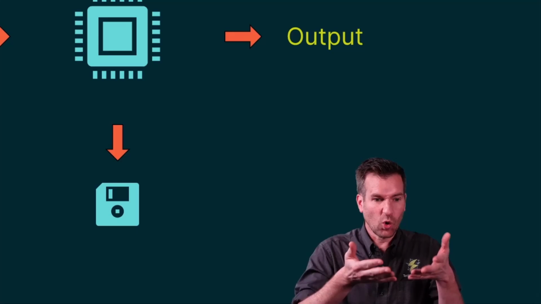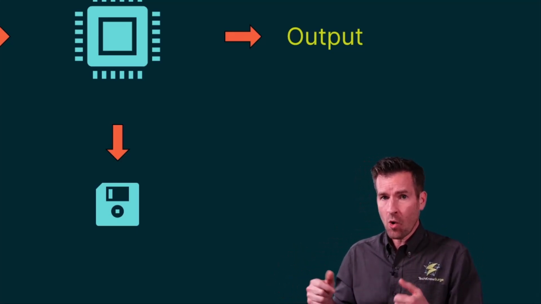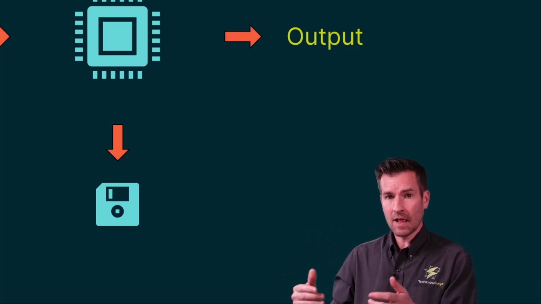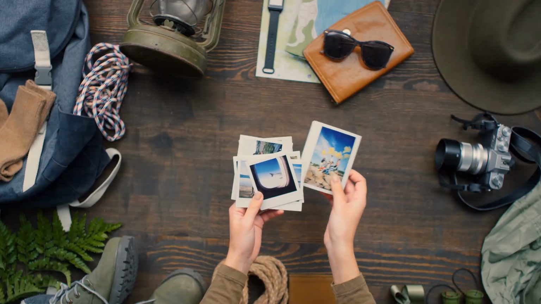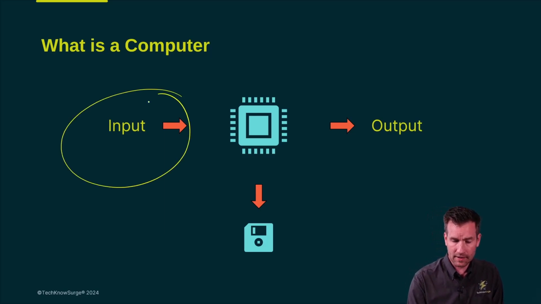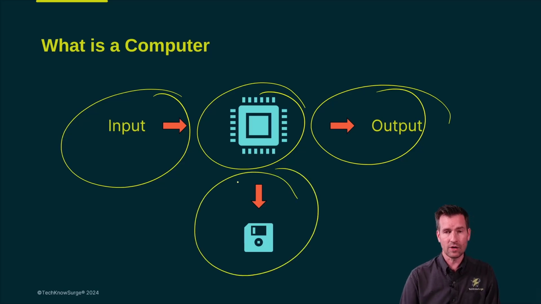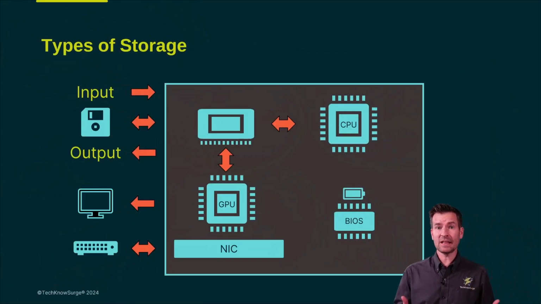Whether they're being stored just temporarily, ready to be processed by the processor, or stored in something long-term, like let's say we want to save a document or save our pictures, storage is a huge part of how our computers work. There are really four functions of a computer. We have the input, the processing, the output, and some sort of storage. In fact, your computer typically uses quite a few different types of storage.